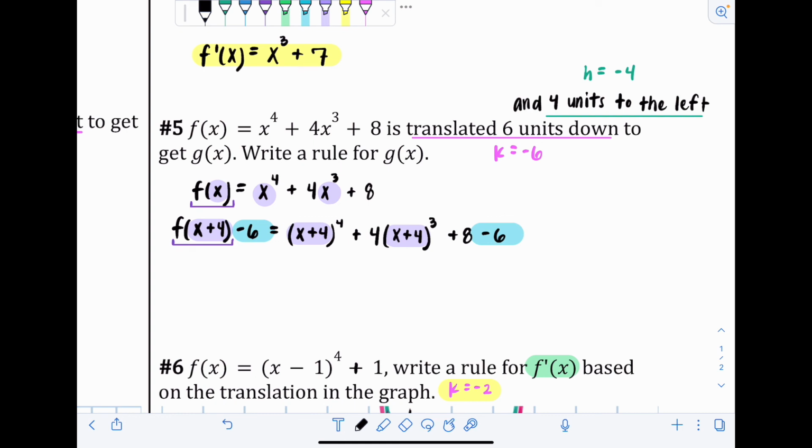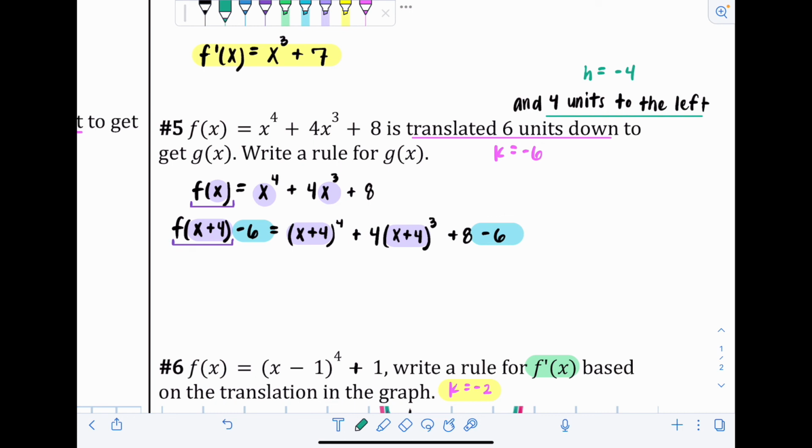Okay, so before we check for like terms, I want to compare how the structure of the function has not really changed all that much. So x to the 4th changed to x plus 4 to the 4th because we changed our x's into x plus 4's. This was a 4x to the 3rd power. It became a 4 times x plus 4 to the 3rd power. The 8 didn't have an x with it, so it just got copied down. And then lastly, to do the vertical translation, we just had to subtract 6 at the end.